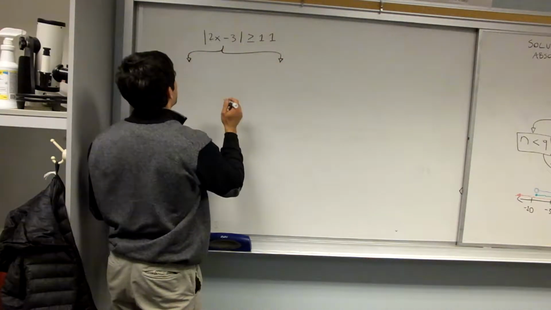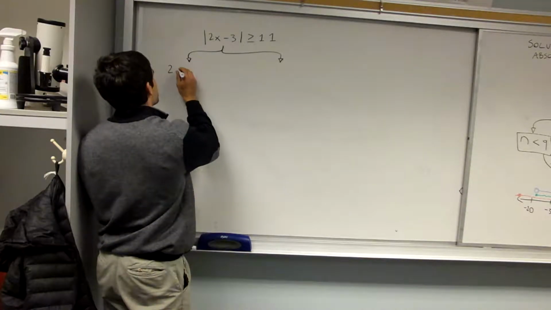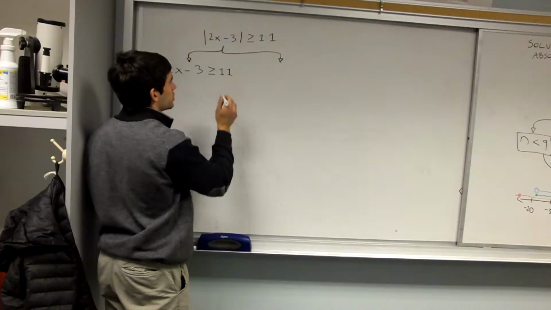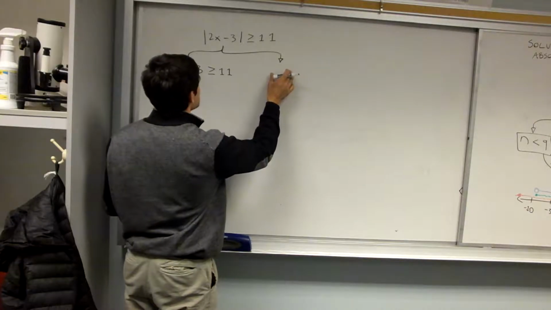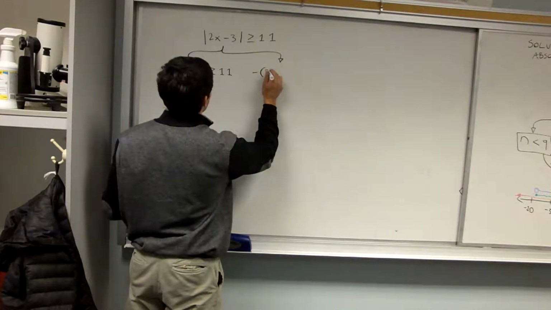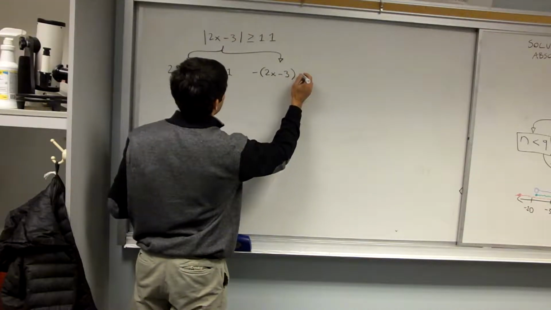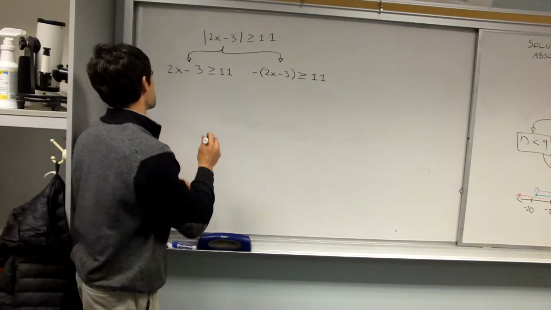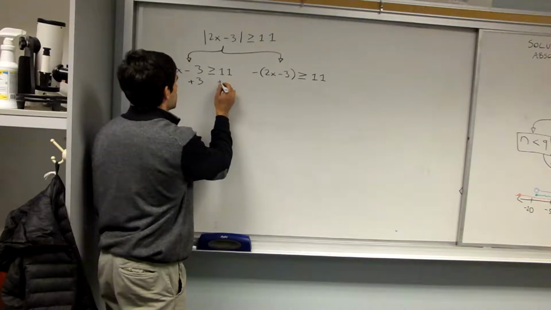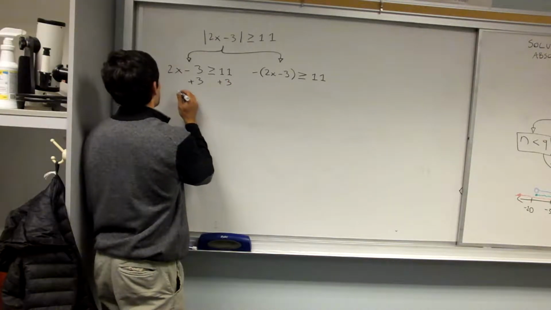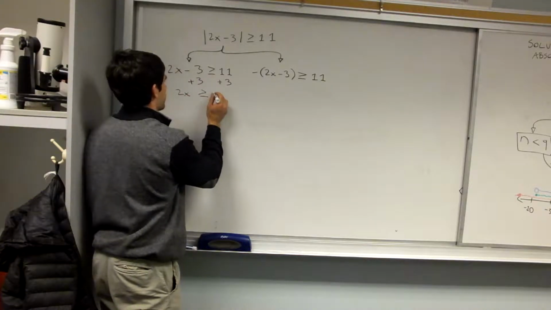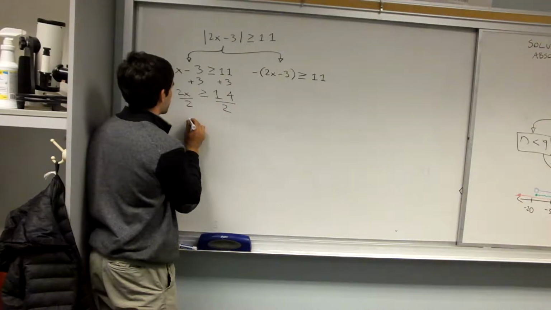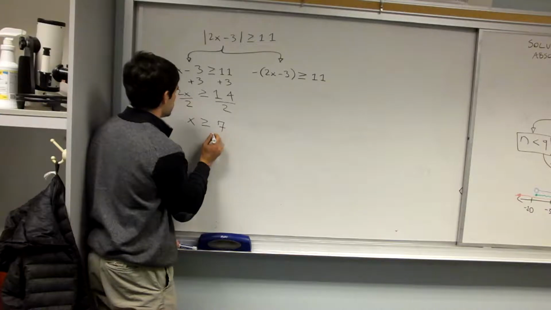In one case, we have the positive case, 2x minus 3 is greater than or equal to 11. In our other case, we would have negative 2x minus 3 is greater than or equal to 11. So in this case, we're going to want to add 3 to each side. We're going to get 2x is greater than or equal to 14. And then if we divide by 2, we would get x is greater than or equal to 7.